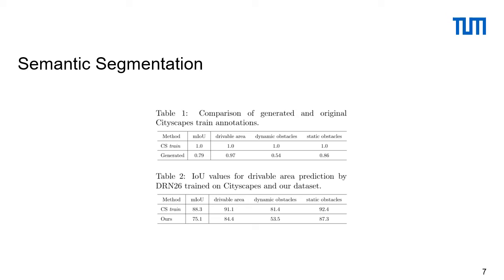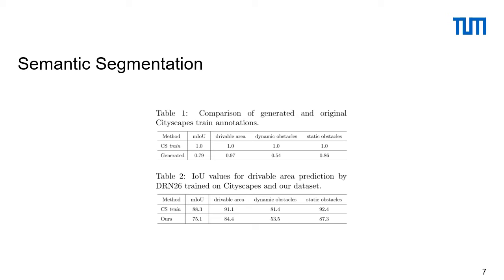Here we present the quantitative evaluation. At first we have a look at the labeling performance itself in Table 1. The Cityscapes dataset is of flawless quality and can be regarded as 100% correct ground truth, resulting in a mean IOU of 100% for all classes.